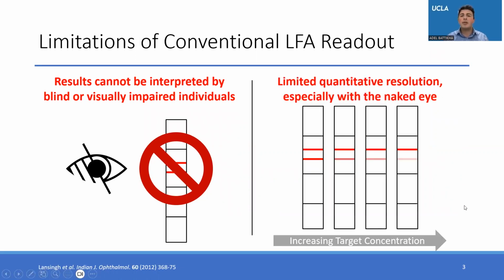Second, since the output of the LFA is the intensity of a single color, the LFA has a limited quantitative resolution, making it difficult for use in highly sensitive applications such as therapeutic drug monitoring or TDM, where small differences in dosage can have toxic effects.